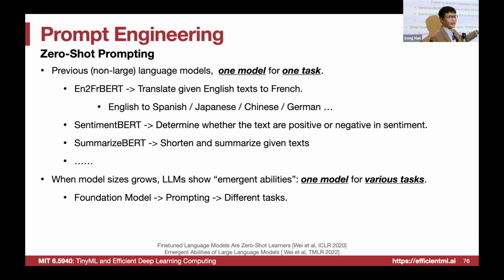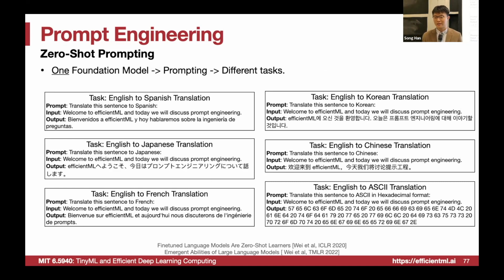Okay, so when the model size grows, when you have larger language models, they are showing emergent abilities. One model for many different tasks. You have a foundation model, you have different prompts, then you can achieve different tasks, all based on the same foundation model. So let's see an example.